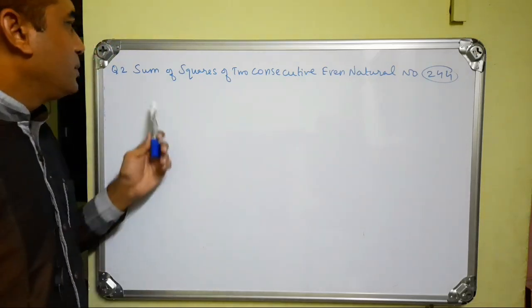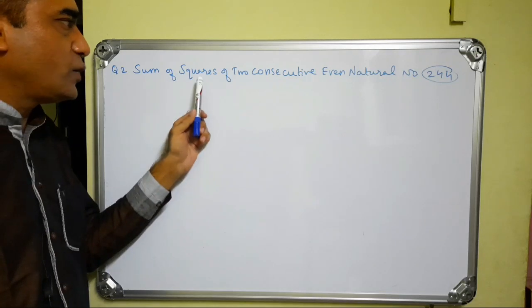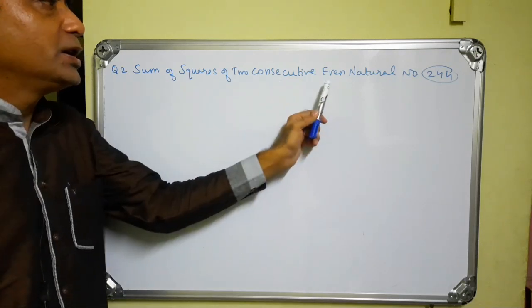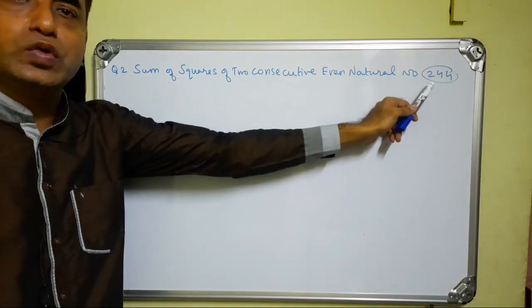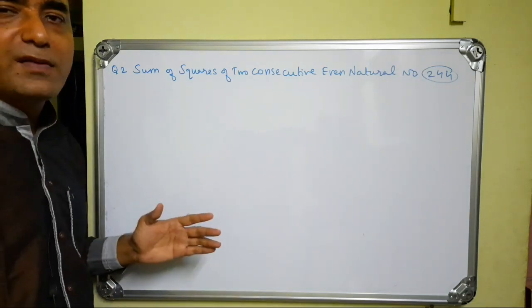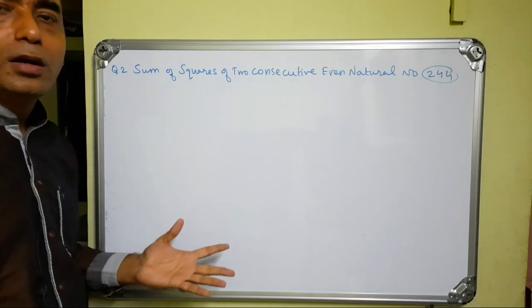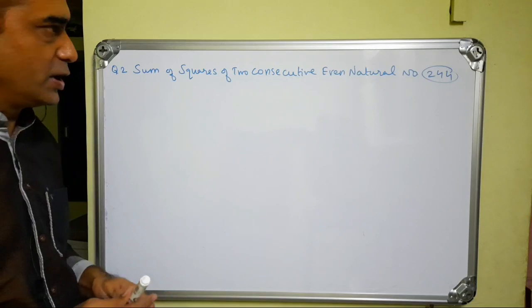Now let's solve question number 2. Sum of squares of two consecutive even natural numbers is 244. Find the numbers. So now what are we going to do? We will just form the equation and you will yourself have to solve the equation.